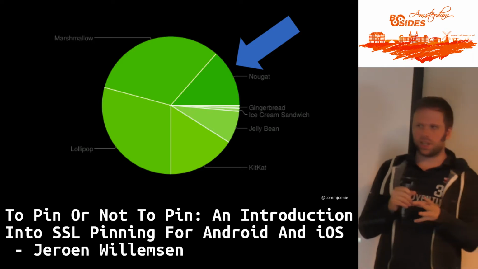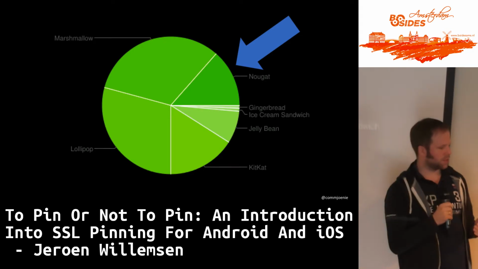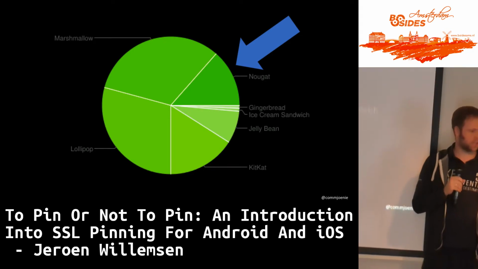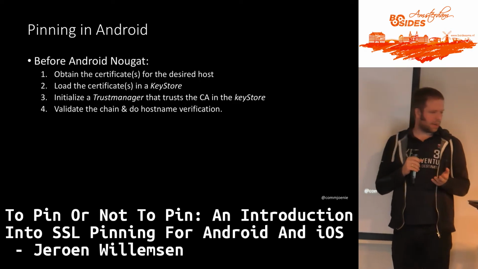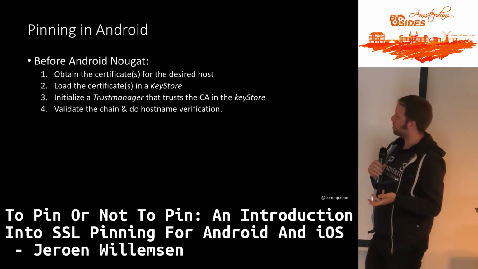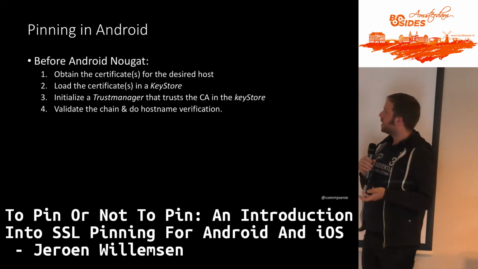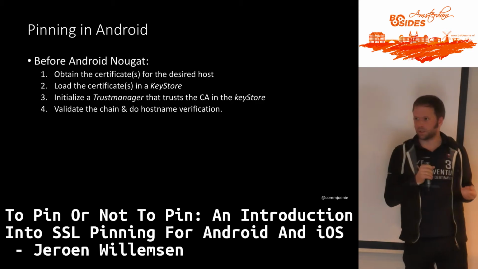Well, if your app is only there for high-end users that have money for new phones, why bother? But mostly when we create apps, you have to take the others in as well. So how does that work? Before Android Nougat, basically you have to obtain the certificate. You have to load it in the key store, basically the stuff I already talked about. And then you have a trust manager that trusts it, and then you validate the materials, and you're good.